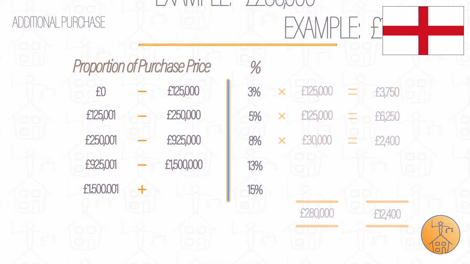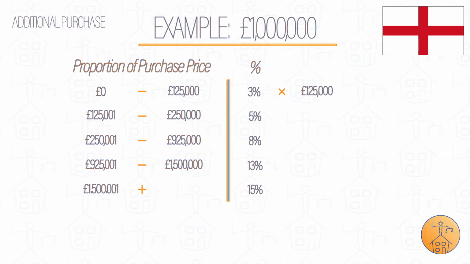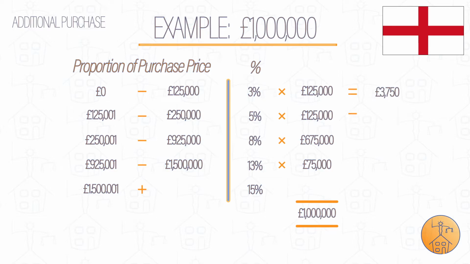Final example, for the £1 million purchase, the first £125,000 at 3%, the next £125,000 at 5%, the next £675,000 at 8%, and the extra £75,000 is now at 13%. The first part at 3% comes to £3,750. The second part at 5% is £6,250. Then we have 8% of £675,000, which is £54,000, and 13% of £75,000, which is £9,750. Add them all together and you get £73,750. That's an extra £30,000 if you already own another property.